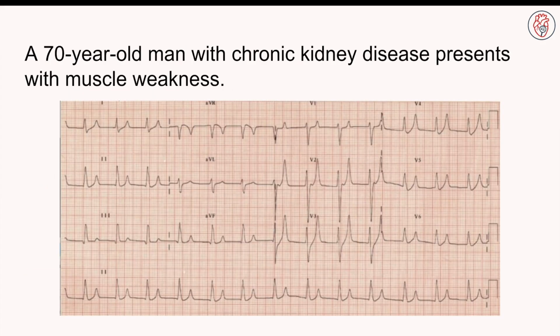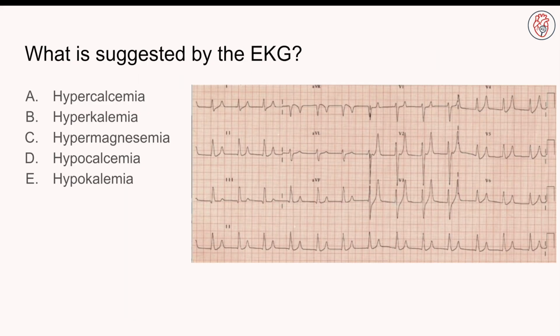All right, you have a 70-year-old man with chronic kidney disease. He presents with muscle weakness. What is suggested by the EKG? Hopefully you said hyperkalemia. First thing we see when we look across, hopefully, is really tall T waves, right? Super peaked, high peaked T waves: hyperkalemia. It's always potassium, right? If we saw this was low and then you had this little extra bump, that would be a U wave. That would be hypokalemia. So we know it's not that because we have high, tall, peaked T waves.